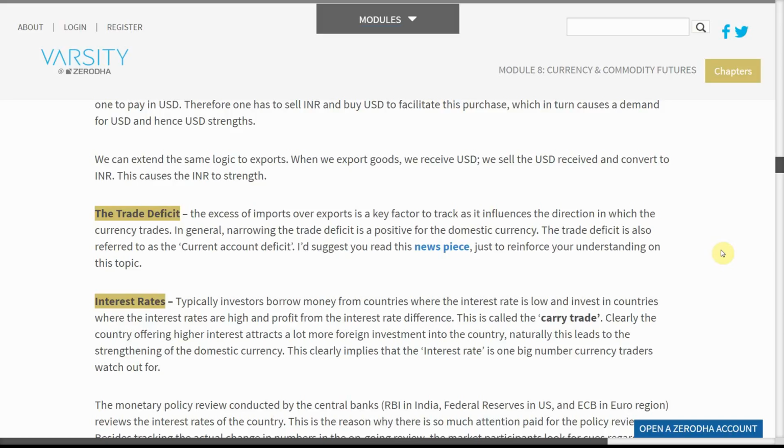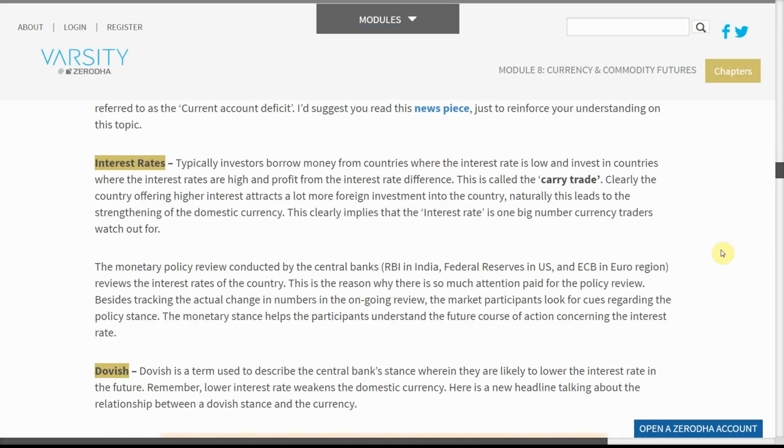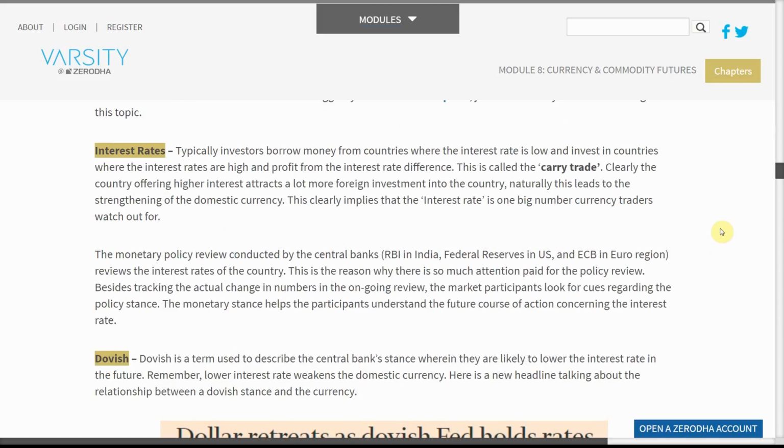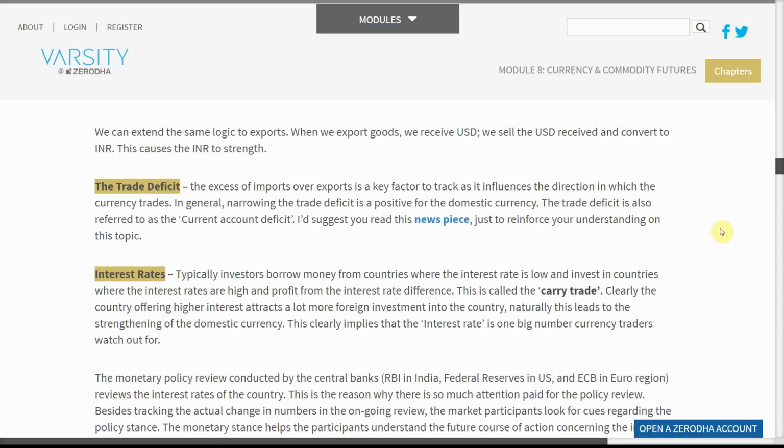The trade deficit, the excess of imports over exports, is a key factor to track as it influences the direction in which the currency trades. In general, narrowing the trade deficit is a positive for the domestic currency. The trade deficit is also referred to as the current account deficit. I'd suggest you read this news piece just to reinforce your understanding on this topic.